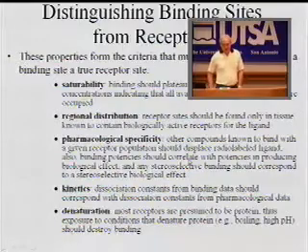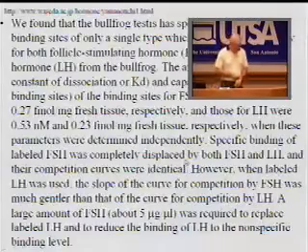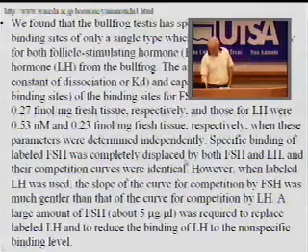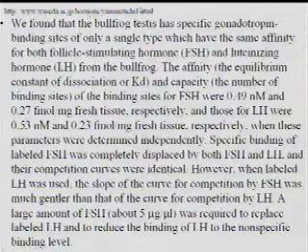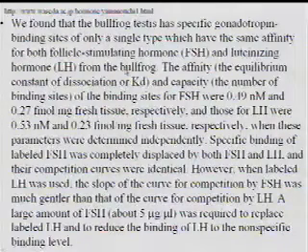Now, sometimes the only interest is binding sites, and that's not a problem. So let's take a look at a couple of example passages, basically from abstracts, to see how such data might be reported. So we found that the bullfrog testes had specific gonadotropin binding sites of only a single type, which have the same affinity for both FSH and LH. So here's a species that has just one receptor for both gonadotropins with the same affinity.